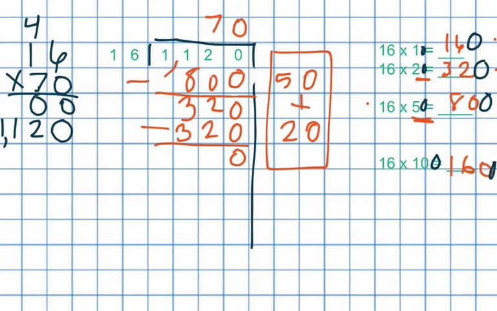Now normally I wouldn't put two digits in the same box, but 1,120 is what I got for that row. Now I'll add my zeros and my 1,120, and look, again, I got 1,120, which was my dividend. So my answer of 70 was correct. Yay!